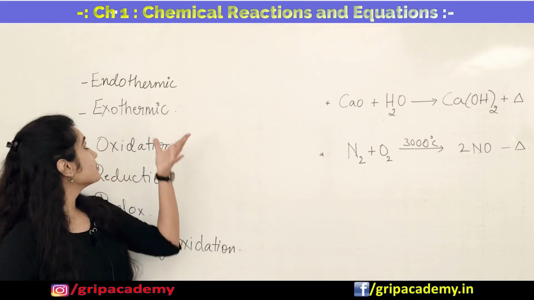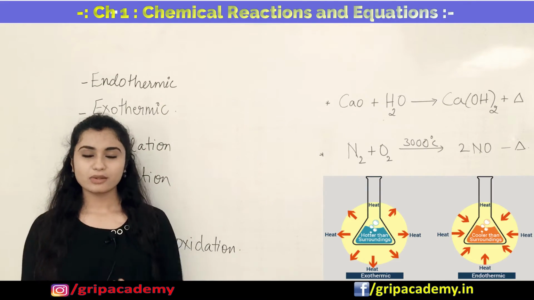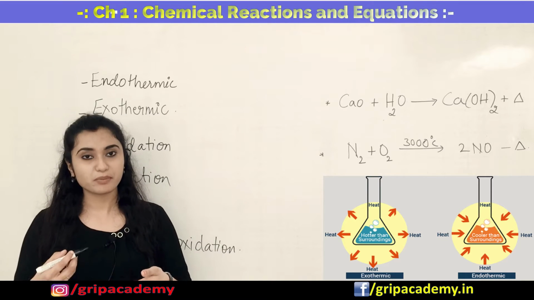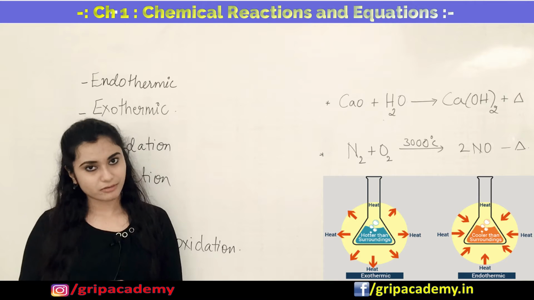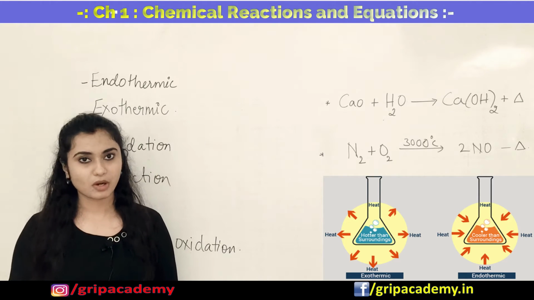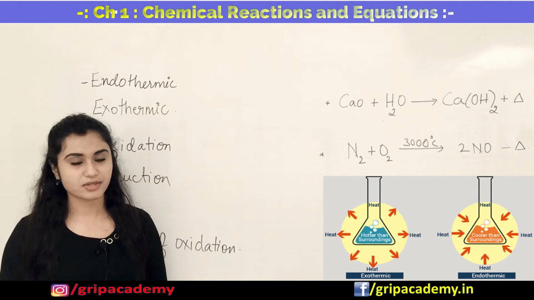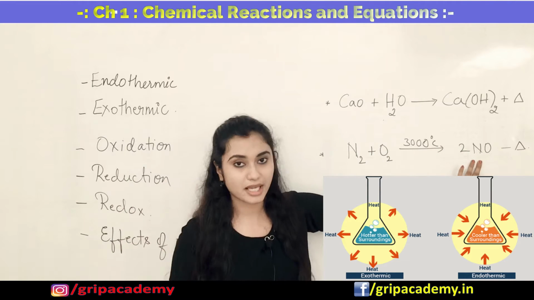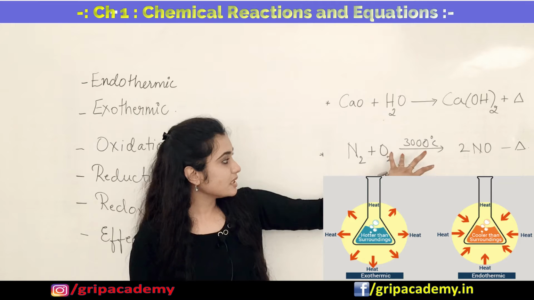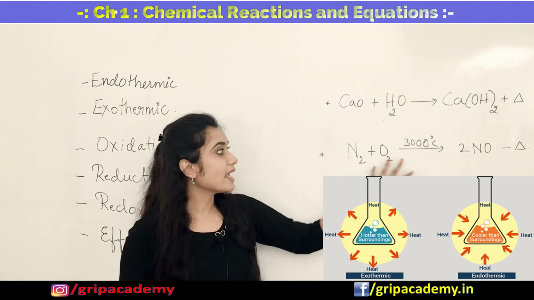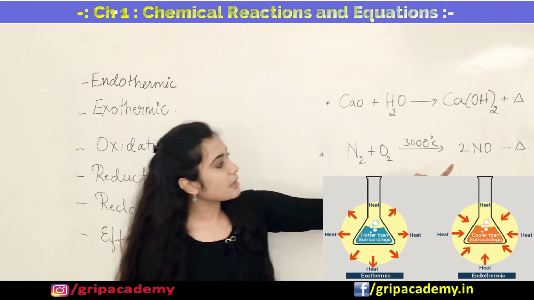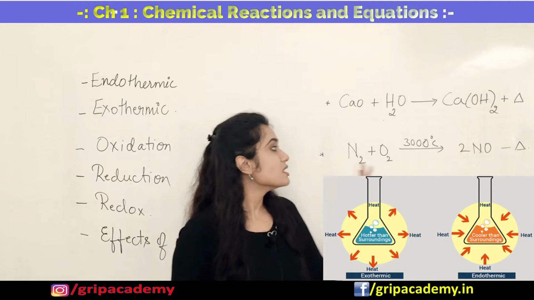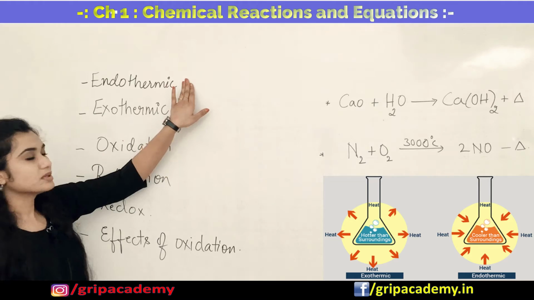Let us start with the endothermic reactions. Endothermic reactions are nothing but chemical reactions that proceed with the absorption of energy. You can see the example of nitrogen and oxygen being combined to form nitrogen oxide on supply of 3000 degrees Celsius. This endothermic reaction can be represented with a minus and an upper triangle. Okay, so this is all about endothermic reactions.